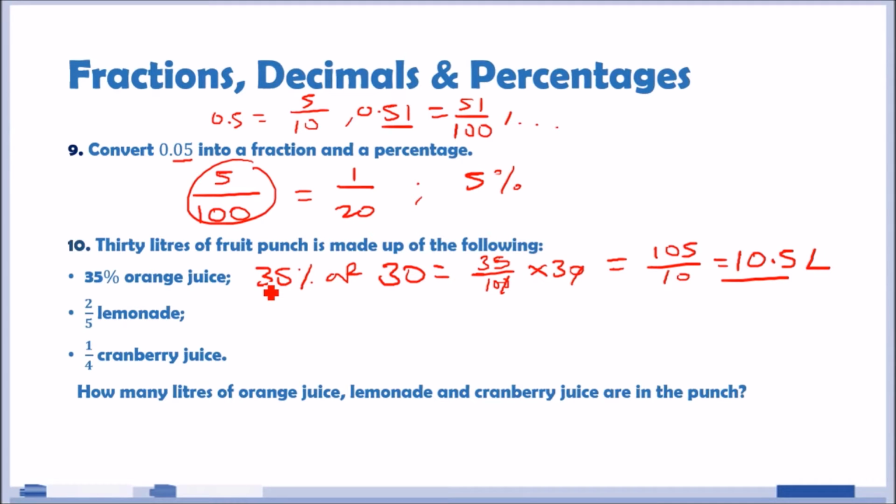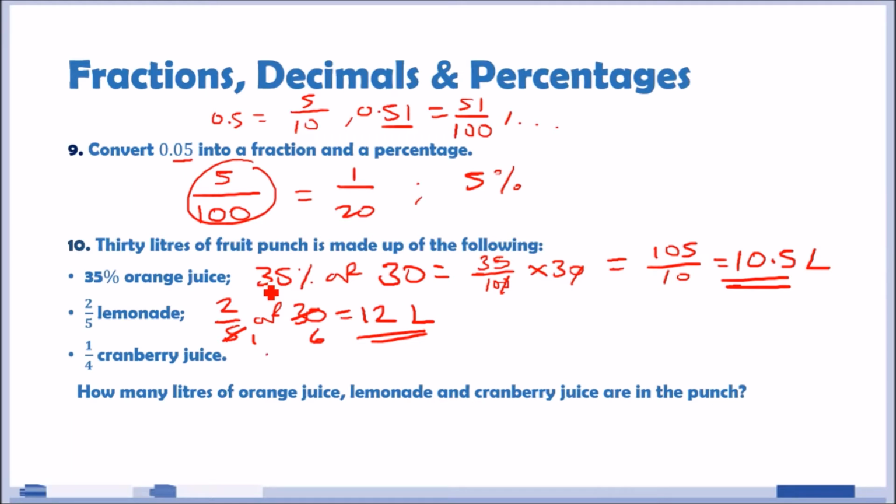Okay, straightforward. Next one, it says 2/5 of 30. This is quite easy because 5 goes into 30 6 times. So it'll be 1 and 6. So we've got 2 times 6 is 12. This will be 12 liters. So this is of course much larger than this value.